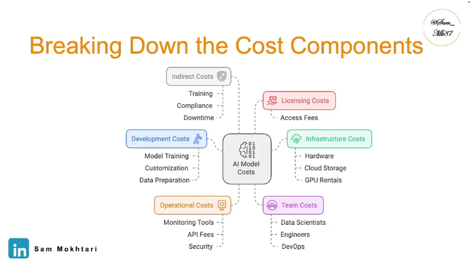Finally, the indirect costs. This category includes things like compliance with data regulations, downtime due to a technical issue, or training employees to use the system. Keep in mind that the proportion of all these components may vary depending on the project.